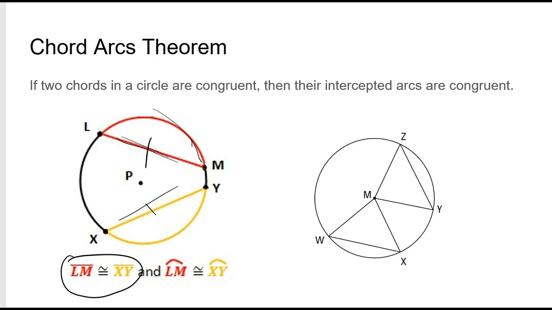Same thing here. Right here, that's congruent to each other. That means the arcs are congruent to each other, and also the angles in this problem are congruent. So everything's congruent to each other. So if one's congruent, they're all congruent.